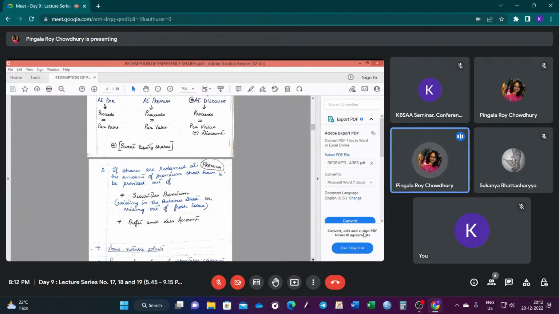But securities premium can be utilized only for the purpose of this premium amount. So if you are redeeming something at a premium, then it is a loss for the company. Why? Because the company had issued a share at rupees 10. Now if it is redeeming at rupees 12, that means the company has to pay rupees 2 extra. So this is not the case of issue. Premium on issue is considered as a profit for the company, but premium on redemption is considered as a loss on the part of the company. So that loss has to be compensated.